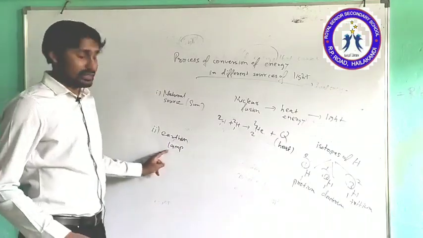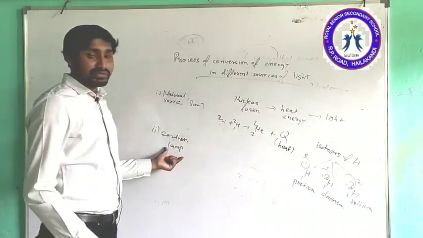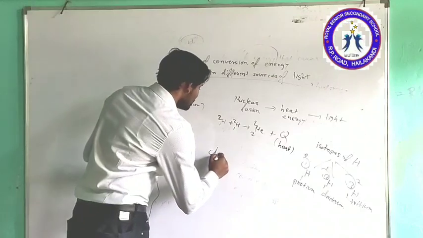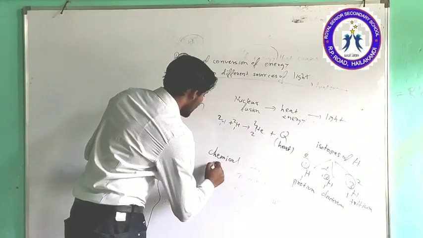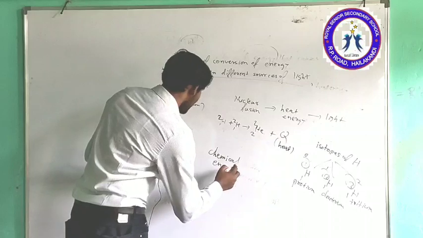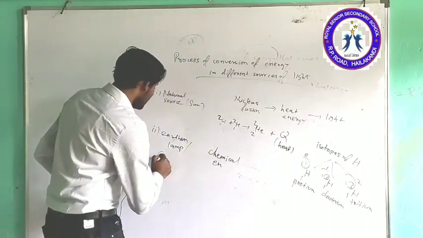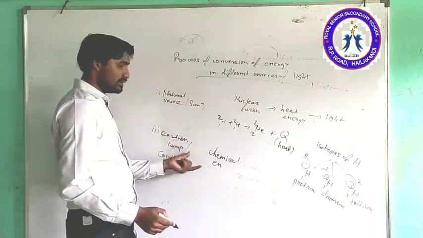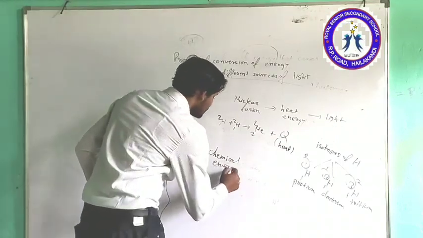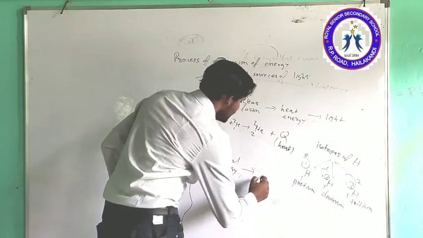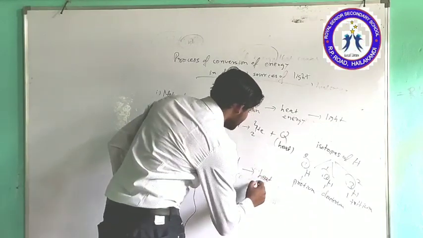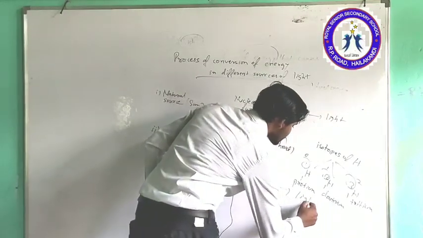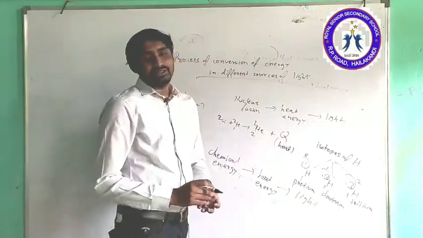So one example in the artificial source case is the earthen lamp. In both the earthen lamp and the candle fire, you can relate the same thing. Here chemical energy is getting converted into heat energy, and then it is getting converted into light. So this is how energy is getting converted.